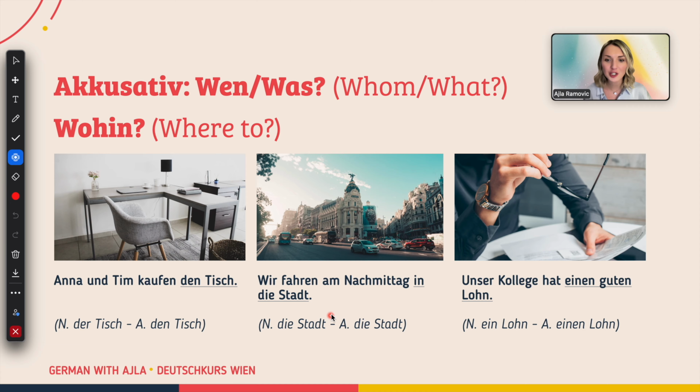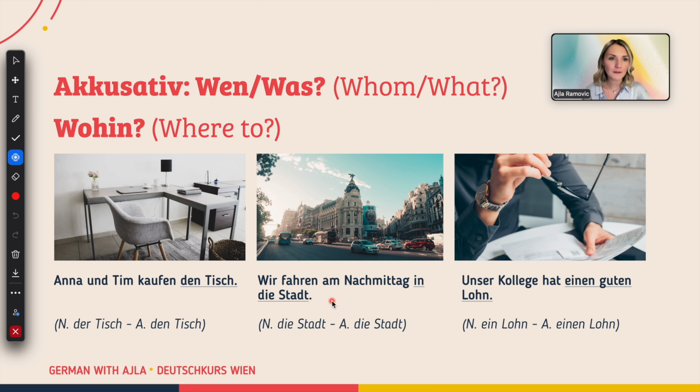The next element is the verb itself, fahren, which means driving. Wir fahren, we drive. The next word is actually giving us information about the time when this is happening. Am Nachmittag, in the afternoon. And the last element is giving us information about the place, in die Stadt. And this is really important. So when speaking about places in German, it is a bit tricky because places can show up in different cases, in dative and in accusative.